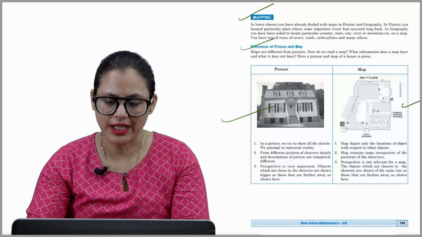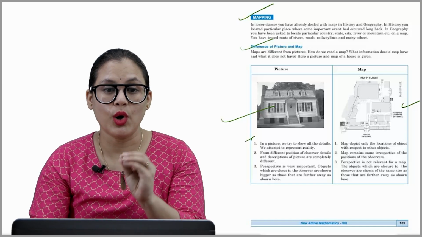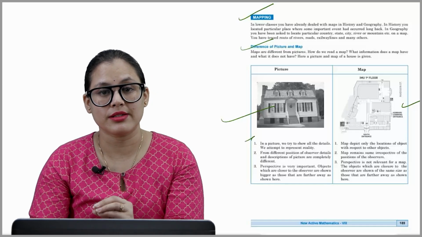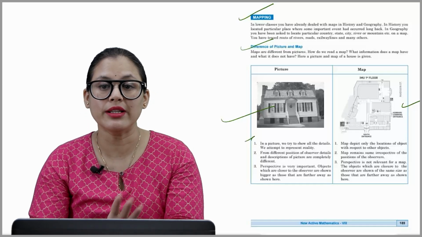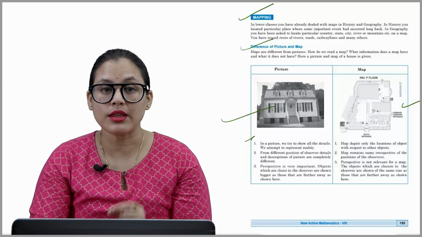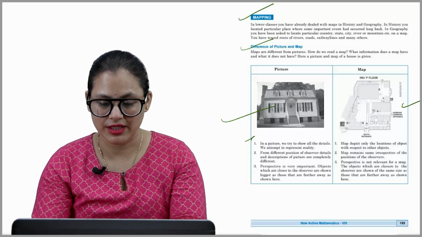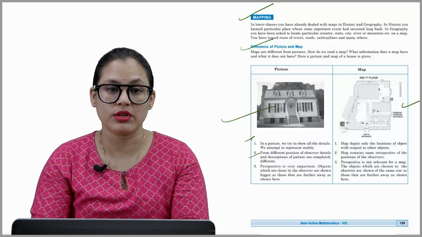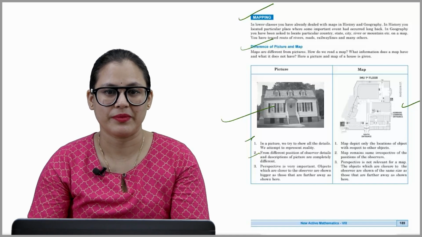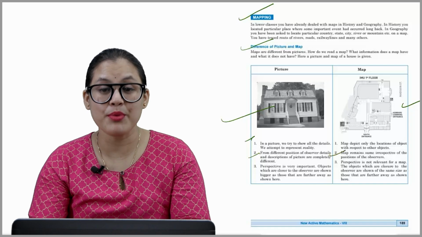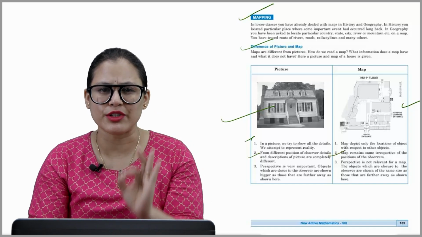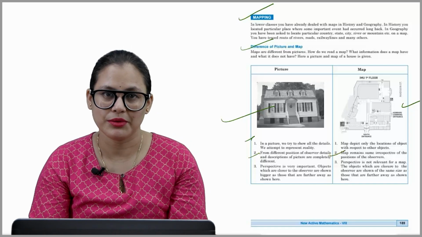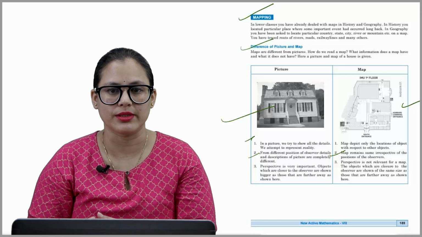Number 1. In a picture, we try to show all the details, we attempt to represent reality. But a map depicts only the locations of objects with respect to other objects. Number 2, from different positions of the observer, details and descriptions of a picture are completely different. On the other hand, a map remains the same irrespective of the position of the observer, right? It doesn't matter where the observer is.